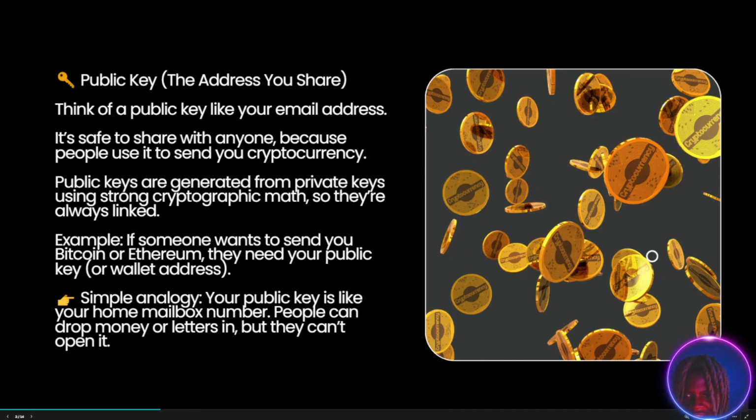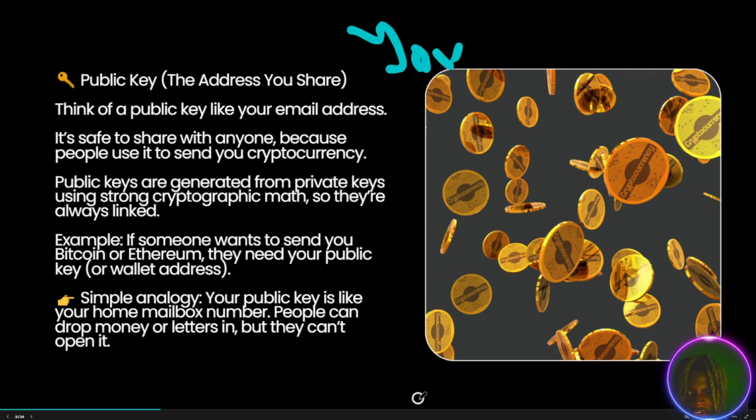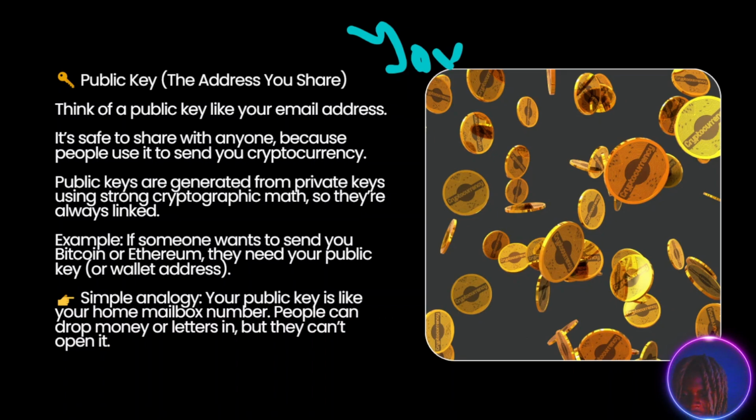So, the public key: it's the address you share. Think of a public key like your email address. It's safe to share with anyone because people use it to send you cryptocurrency. Public keys are generated from private keys using strong cryptographic math, so they're always linked together. Example: if someone wants to send you Bitcoin or Ethereum, they need your public key. Your public key is like your home mailbox number. People can drop money or letters in it, but they can't open it, okay?